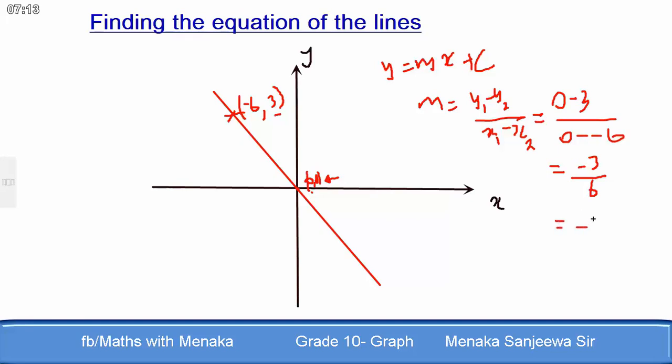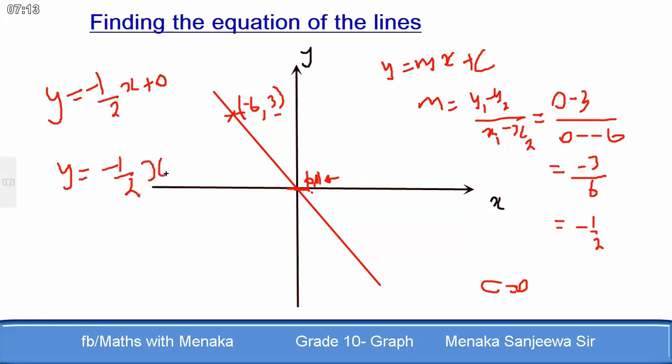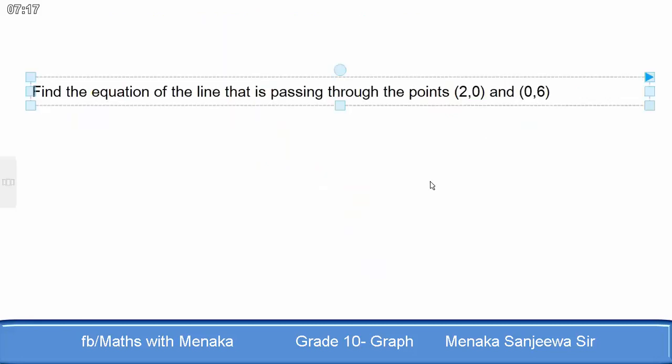The answer is minus half. Then intercept is the value where the line meets the y axis. 0. Intercept is 0. So you can write the equation again. Y equal m, which is minus half, x plus 0. So you can write y equal minus half x. This is the equation. Okay.